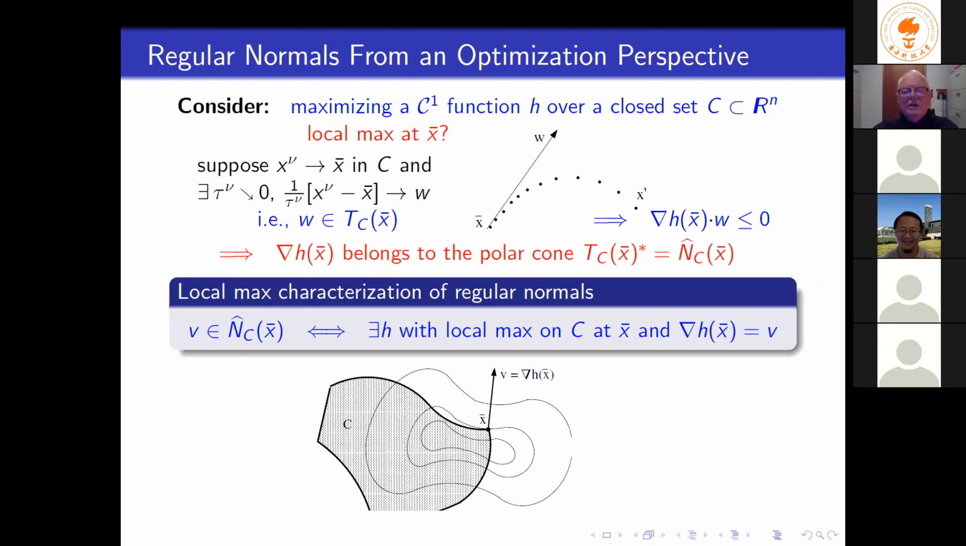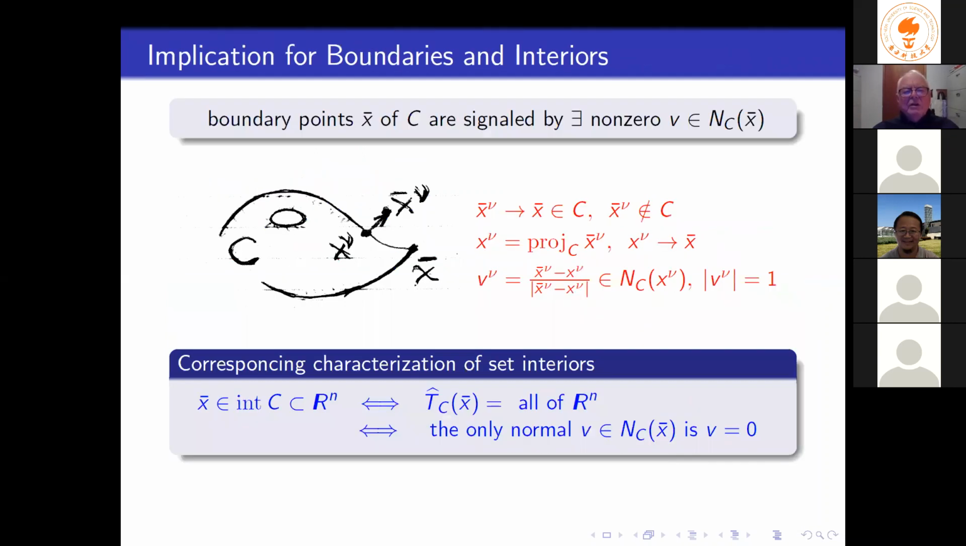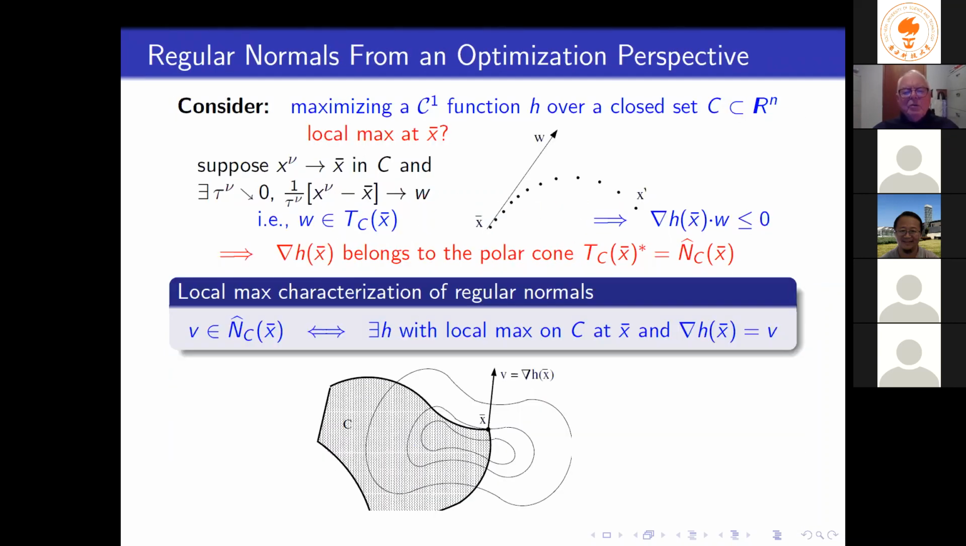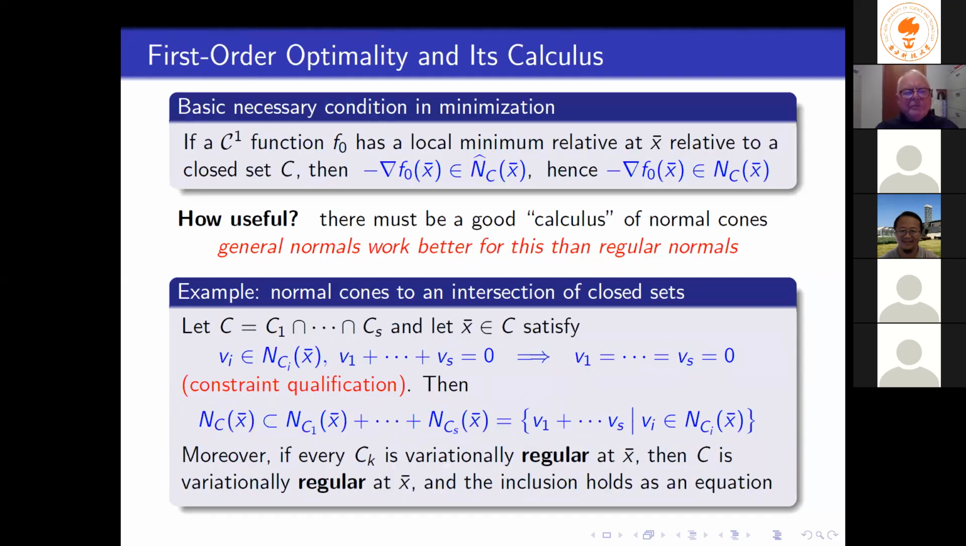Well, why then do we need the other ones? Well, we need the other ones, for example, for this boundary and interior condition, but for much more, it's for the calculus. So now let's get into optimality conditions. How does this help us in optimization, or give us a new angle on the whole subject of optimality conditions?